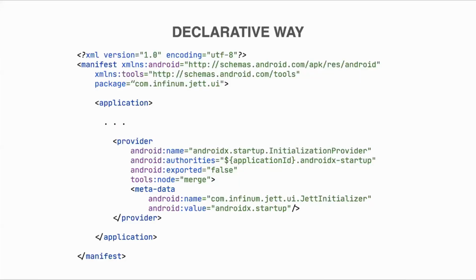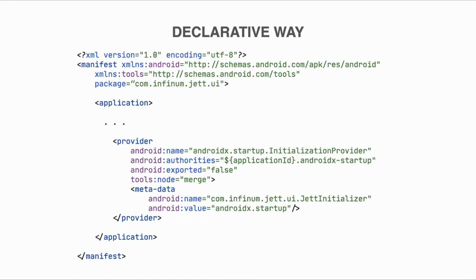So how do you actually use this? Well, you can use this the declarative way, as I said, or the imperative way. Now, the declarative way is actually the preferred way. What you need to do is just use a normal provider. As I said, the initialization provider is a glorified content provider, and you add your provider node into the manifest application node.